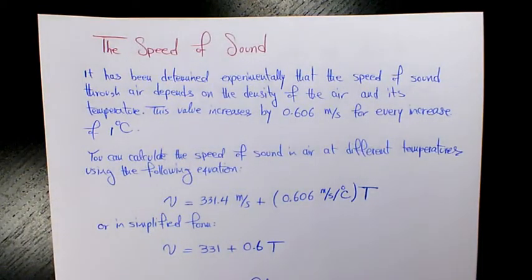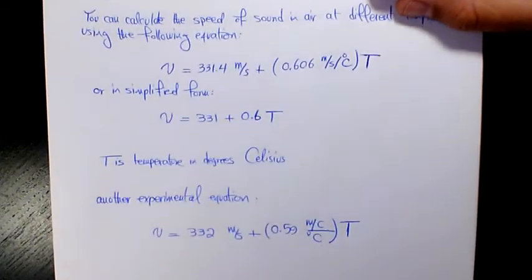Welcome to another video. In this video I want to talk about the speed of sound and how to calculate speed of sound. It has been determined experimentally that the speed of sound through air depends on the density of air and its temperature. This value increased by 0.606 meter per second for every increase of 1 degree Celsius. So we can calculate the speed of sound using one of these equations here.